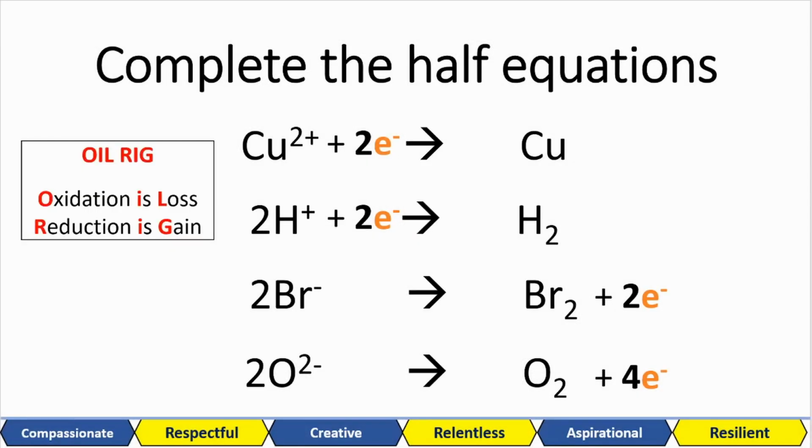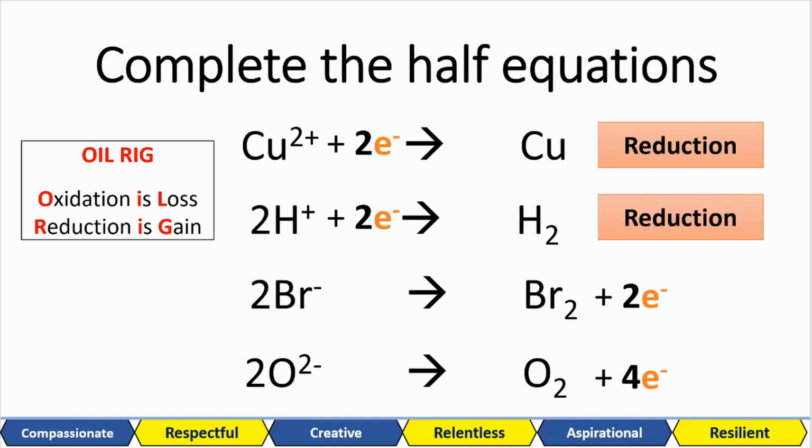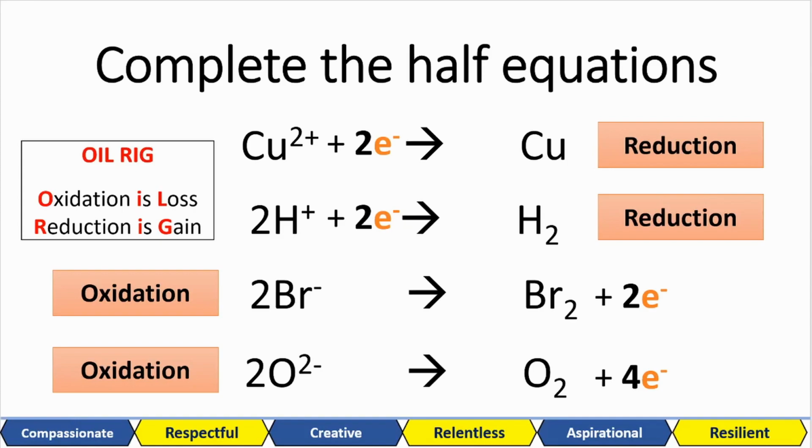Oxidation is loss and reduction is gain. The first one is gaining electrons, so that's reduction. The next one is also gaining electrons, so that's reduction as well. The next one is losing electrons, so that's oxidation. And the last one is also losing electrons, so that's also oxidation.